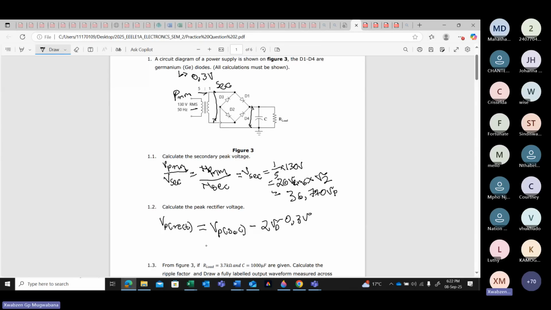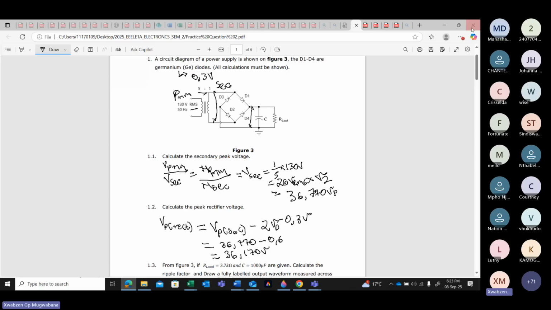Are we together? Therefore, what is V peak of secondary? It is 36,770 minus 0.6, which gives you 36,170 volts, which means that is your V peak rectifier. Up to so far, are we together? Yes, sir.